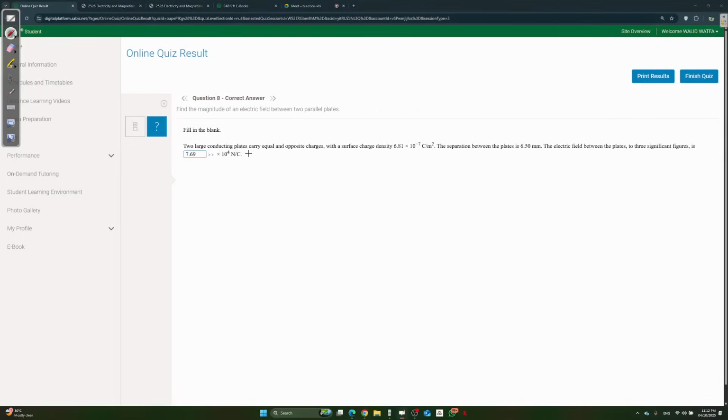Question 8. Two large conducting plates carry equal and opposite charge. Which rule will you use? Sigma over epsilon node. Okay, that's going to be E. They want the electric field, so don't bother doing anything else.